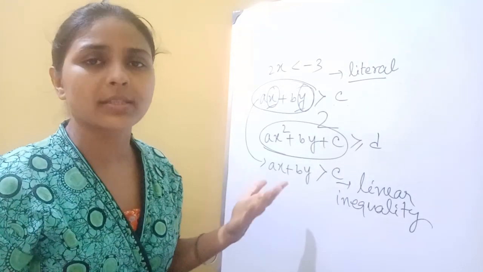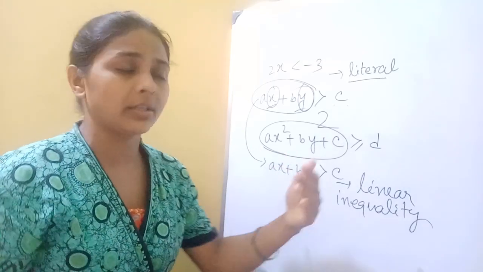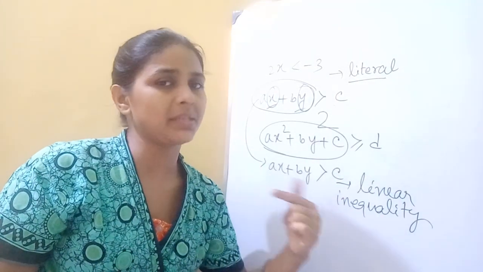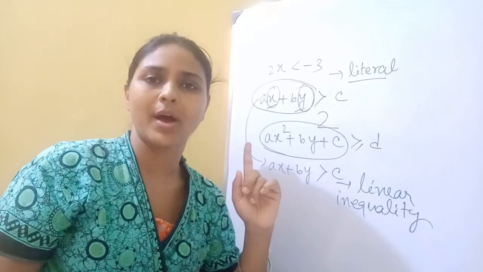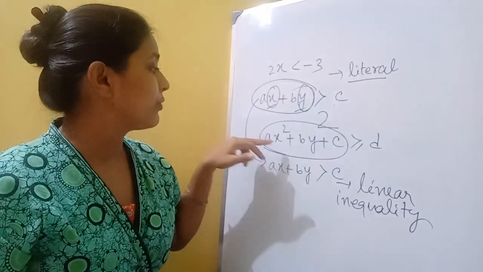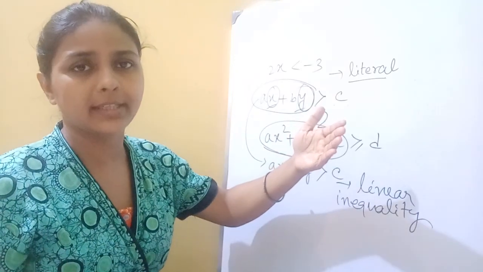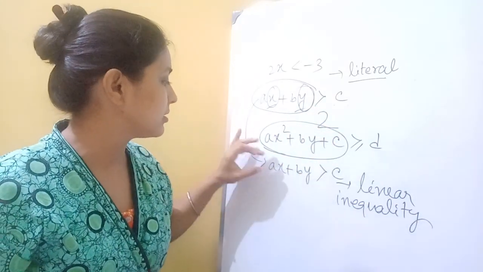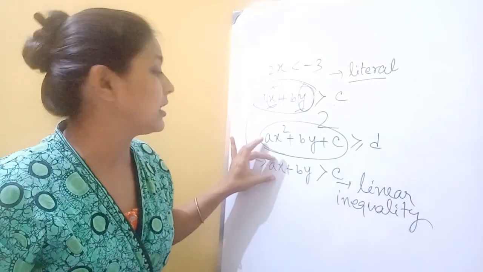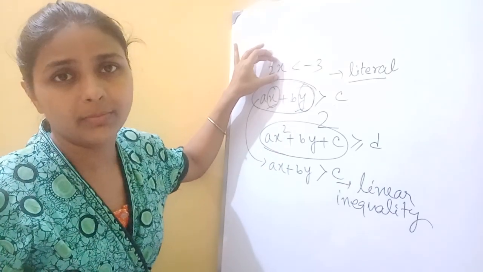Now everybody knows what the linear form is. Linear form means the expression's degree will be 1. That means the maximum power will be 1. It can be in one variable, it can be in two variables. So we will not go to quadratic inequality or more than that. We will just do linear inequality, because this is our syllabus. Linear inequality in two variables, linear inequality in one variable.